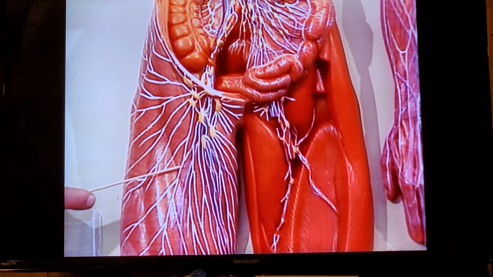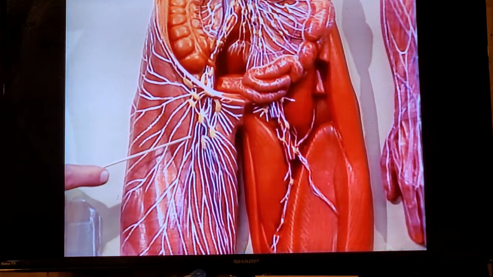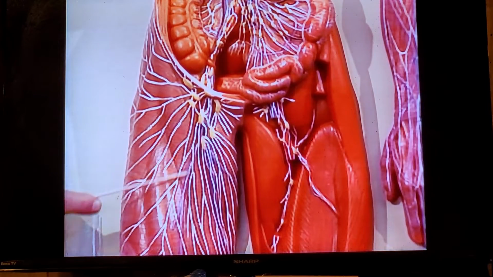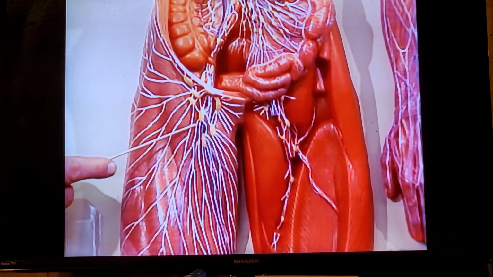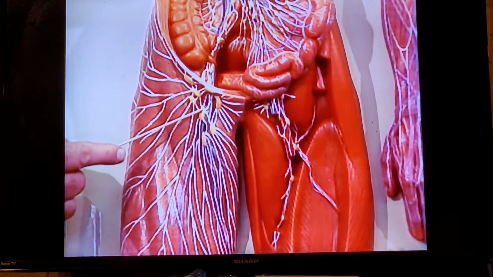This model shows lymphatic vessels coursing alongside cardiovascular arteries and veins, and the lymphatic vessels are carrying the lymph into lymph nodes.